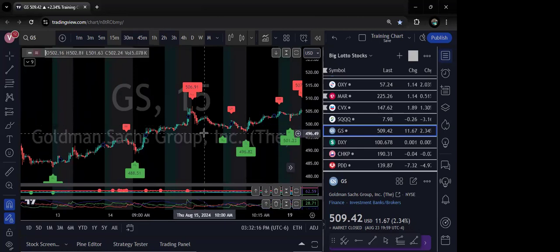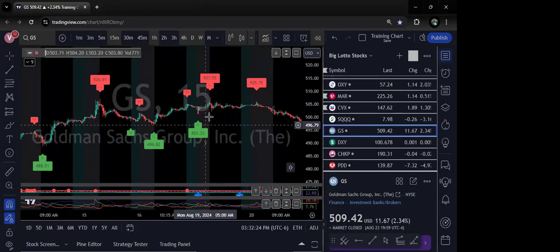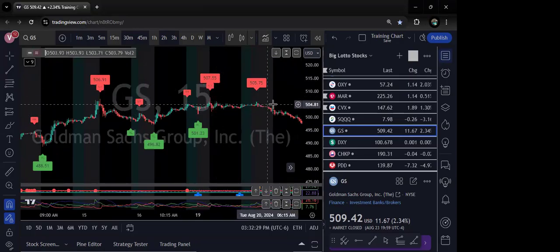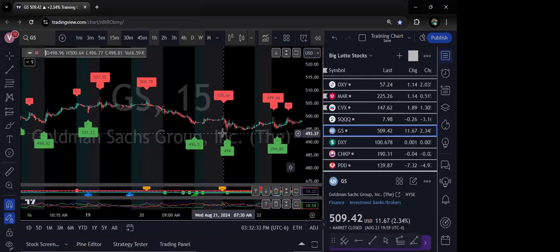Okay, so you have your decision. Above 500, I'm riding it up. If it does not go to 510, you're getting puts. So the next week here, we have Monday. Did it touch 510? No. The next day, did it touch 510? No. Get puts. So it came down.